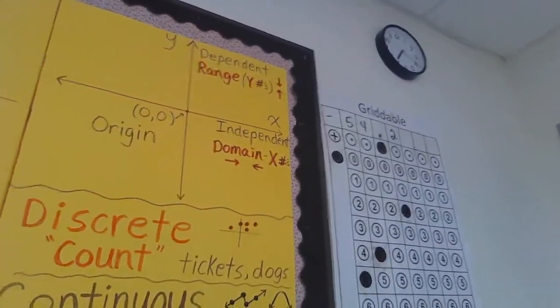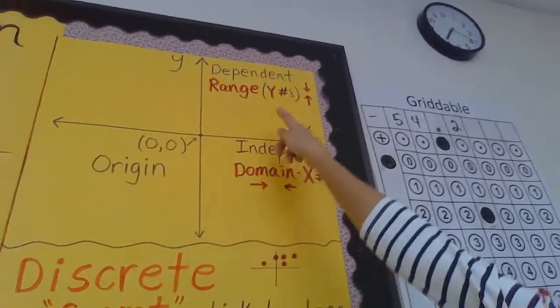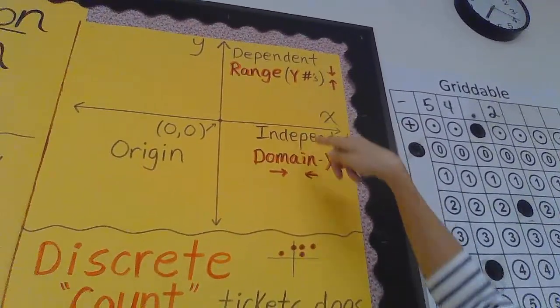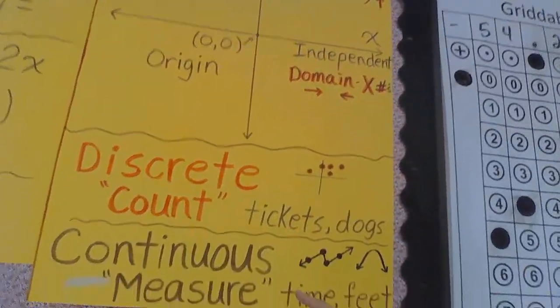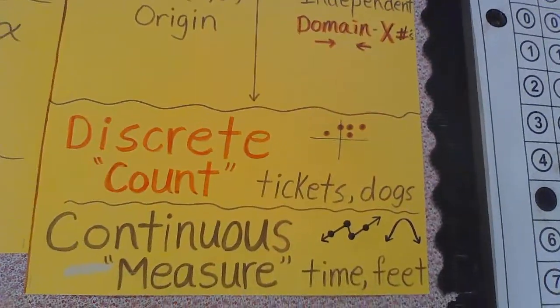Now posters. I want to remind you all of the posters around the room. These are the Unit 2 posters. So these are the ones that talk about domain and range. Range are my Y numbers, and domain are my X numbers. Continuous and discrete. We're going to be talking more about that today.